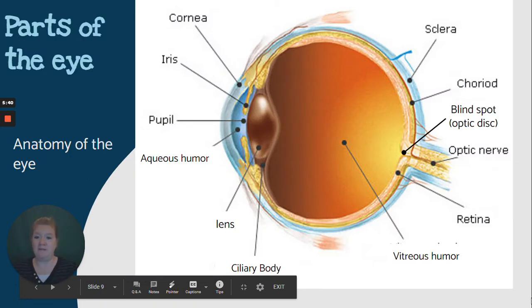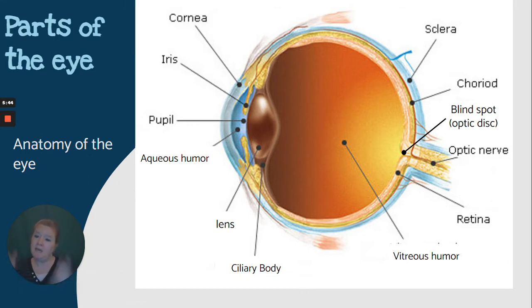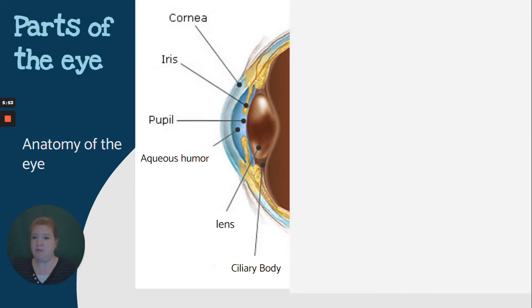All right, what are the parts of the eye? Here's what we're going to talk about. Here's an overview of all the parts. I'm going to cover the parts that you can see in the front or the anterior half of the eye first, and then the posterior or back half of the eye. All right, so let's look at the front or anterior of the eye.